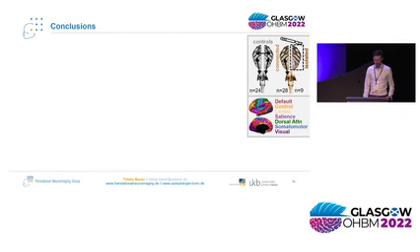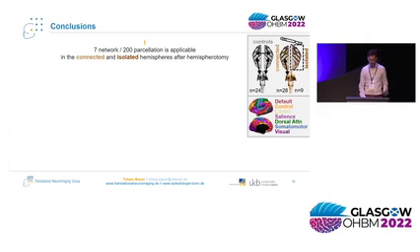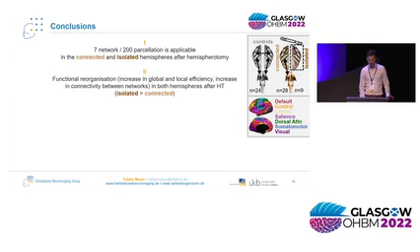With that, I will come to the conclusions that we drew from this study. First of all, we have shown that this very standard parcellation is applicable after this very severe condition in the connected and isolated hemispheres after hemispherotomy. Next, we have shown that there is a functional reorganization in terms of increase in both global and local efficiency over time and increase in global connectivity between networks in both hemispheres after the surgery, but this effect is even stronger in the isolated than in the connected hemisphere.